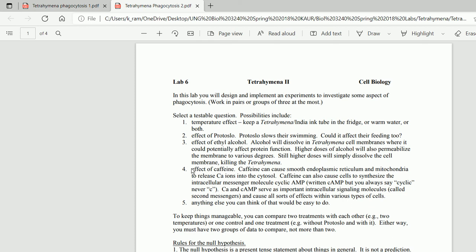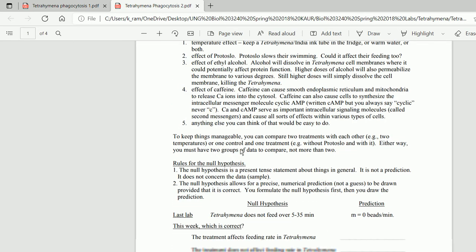So if you have chosen temperature, you're trying to see the effect of temperature on the feeding rate of tetrahymena. Protoslow slows the swimming of the tetrahymena. You're trying to see its effect on feeding. Ethyl alcohol, what is the effect of ethyl alcohol on the feeding rate of tetrahymena? Caffeine can cause smooth ER and mitochondria to release calcium and another secondary messenger called cyclic AMP. So you are trying to see how that affects the feeding rate of tetrahymena. So how to do this experiment? I'm going to discuss that.